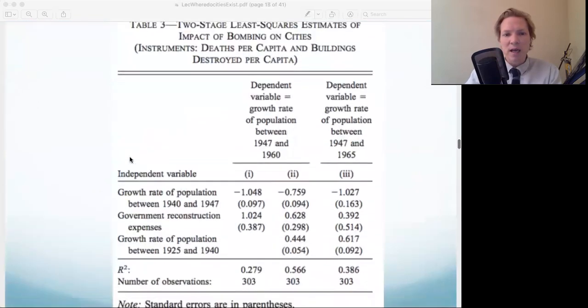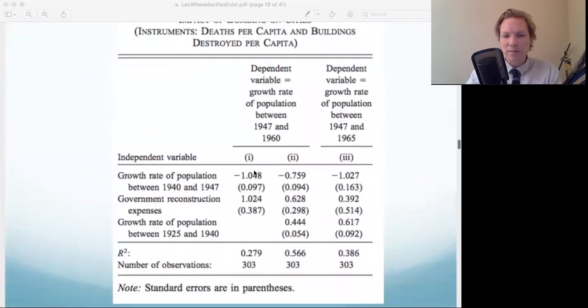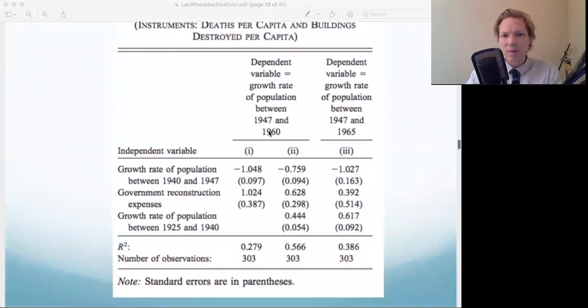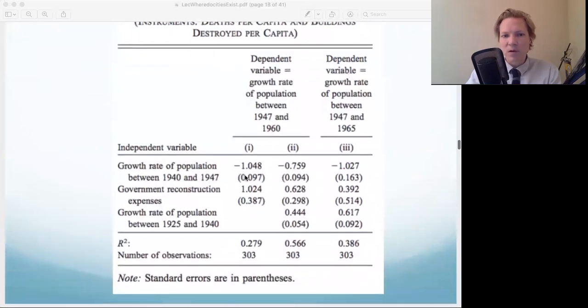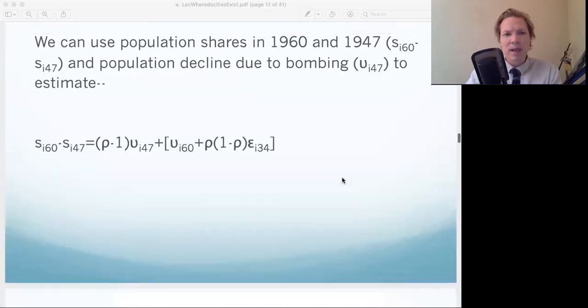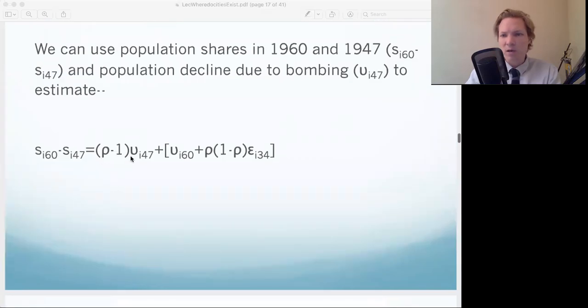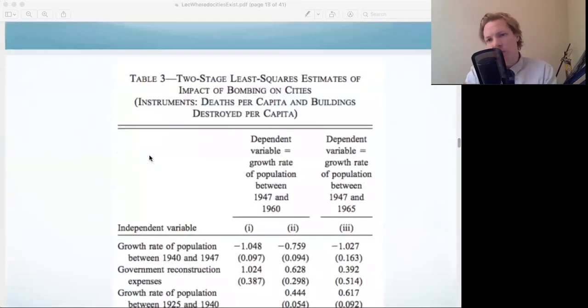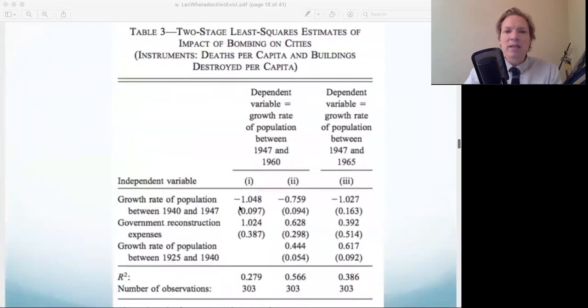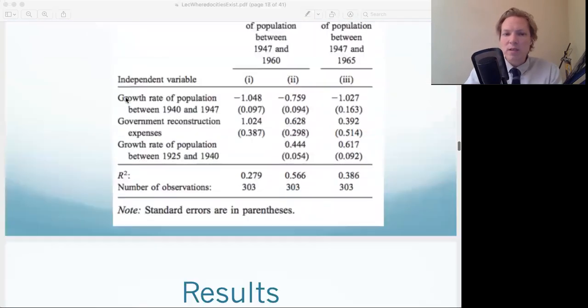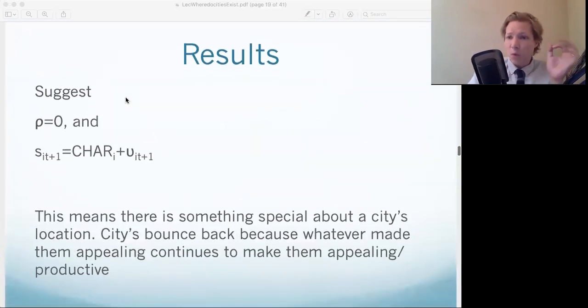All right, and if we do that, we get this. We basically get -1. If this is -1, that means rho is 0. So when these authors estimated this coefficient using the data, they got -1, which tells us rho is 0. So for Japan in this time period, what this paper showed was that rho was 0.